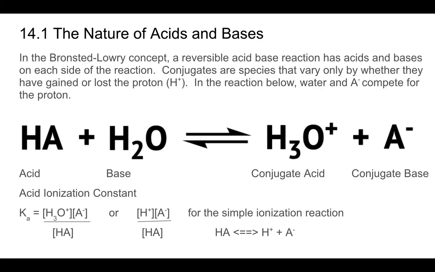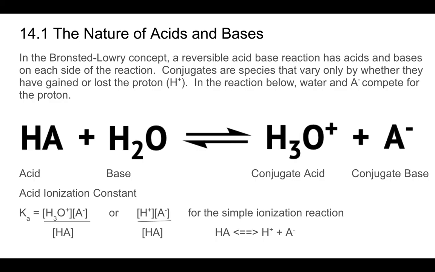So this could be HCl, HBr, HNO3, HF, a lot of acids. But the general reaction is the reversible reaction between the acid and water, where the acid acts as an acid and donates a proton to water, the base, forming the conjugate acid hydronium and the conjugate base A minus, which would be the anion.